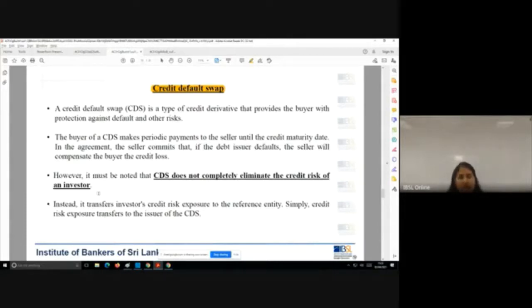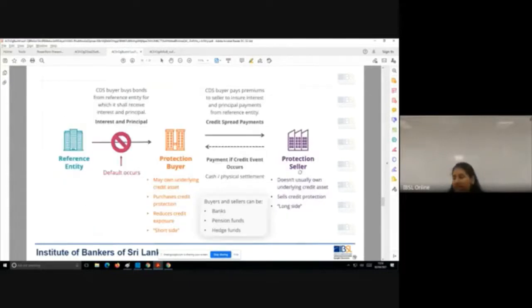Okay. So if you take a CDS, does it eliminate credit risk? No. It only allows you to transfer credit risk from the protection buyer to the protection seller. So when you buy protection, when you buy the CDS, you are protected from credit risk, and the credit risk is now transferred to the CDS seller. You can see the entire arrangement visualized here.